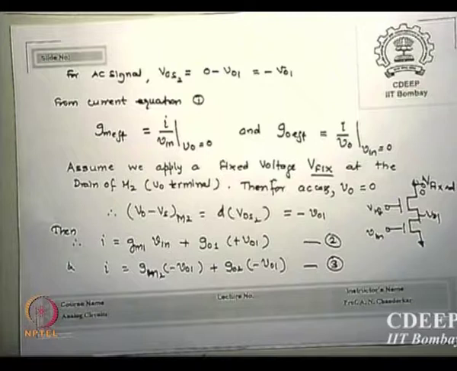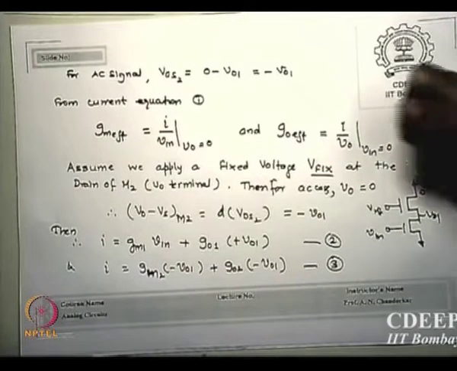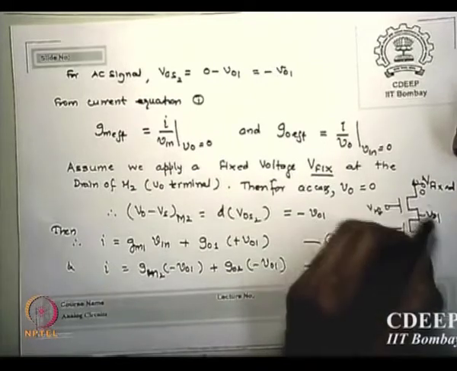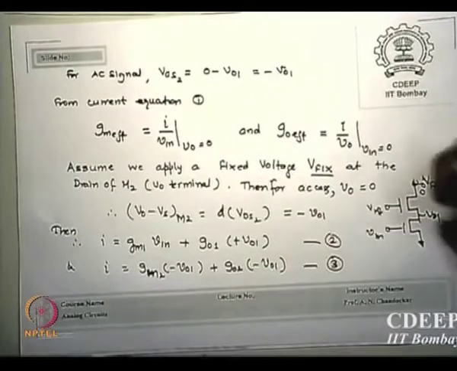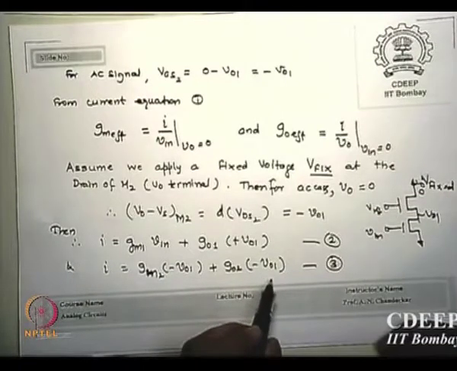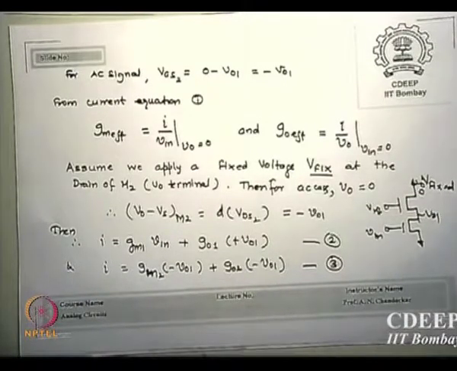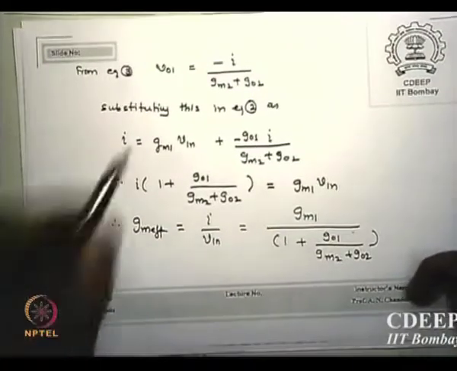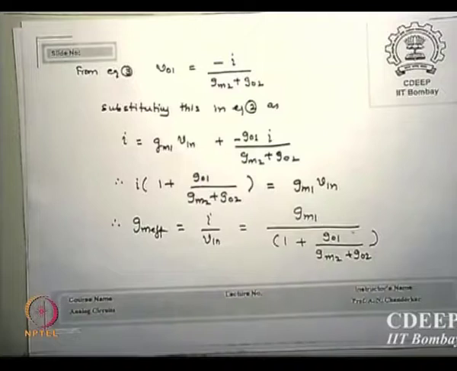So at the drain of M2, I am only still looking at this, that is why it is 0 minus VO1. VO1 is VO, for the VDS of this. Is that correct? That is what I put, minus VO1. Okay, if I do this, I can now find out from equation 3, VO1. 3 or 4, I do not know which one. Oh yeah, 3.